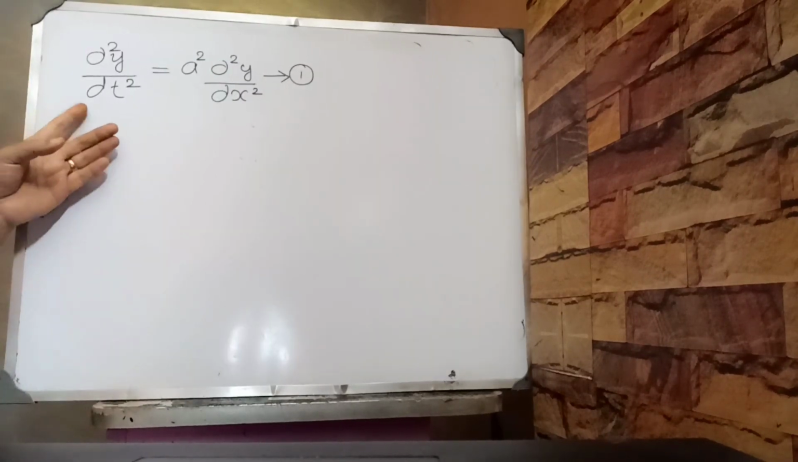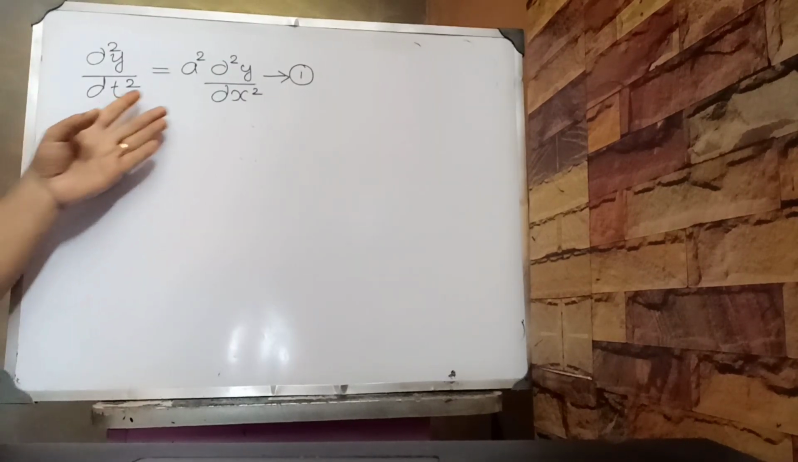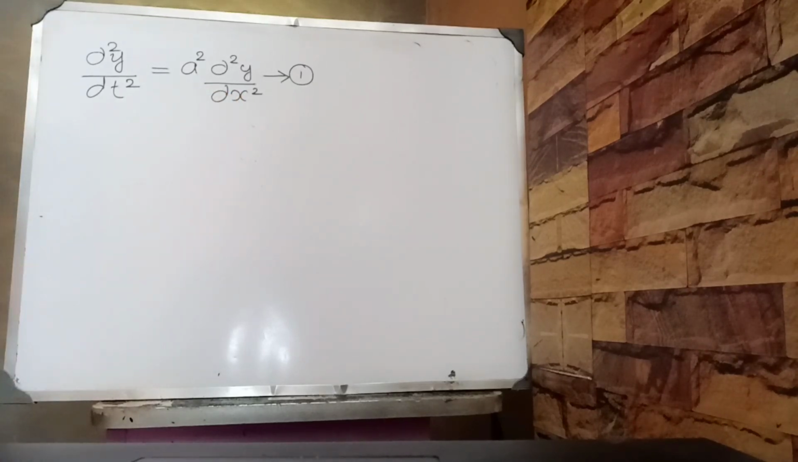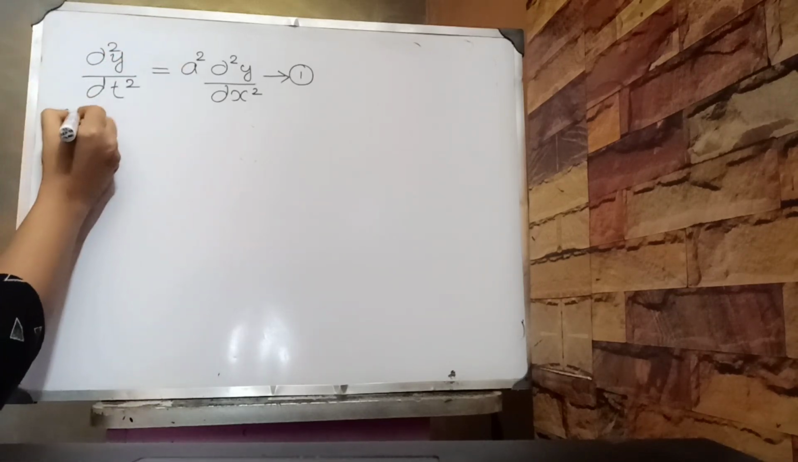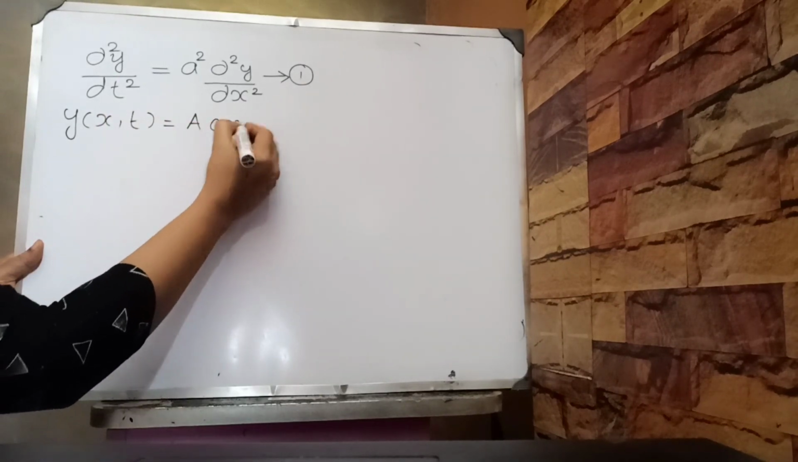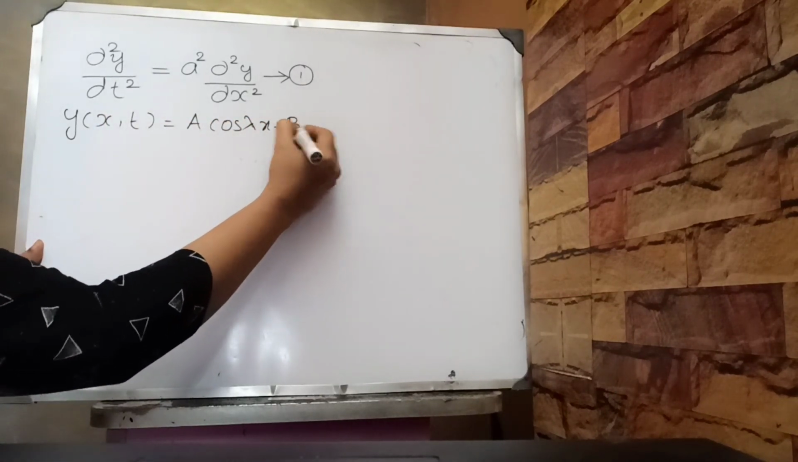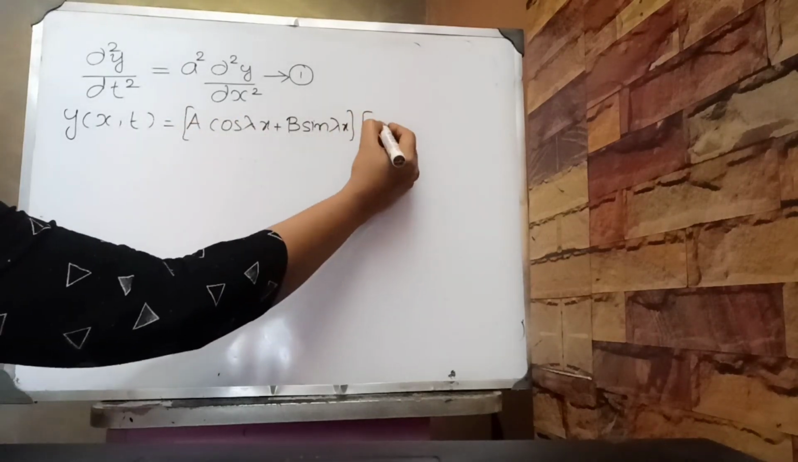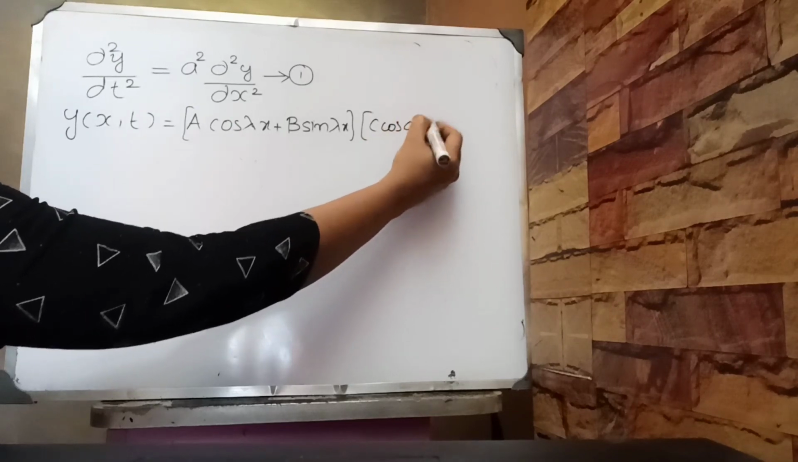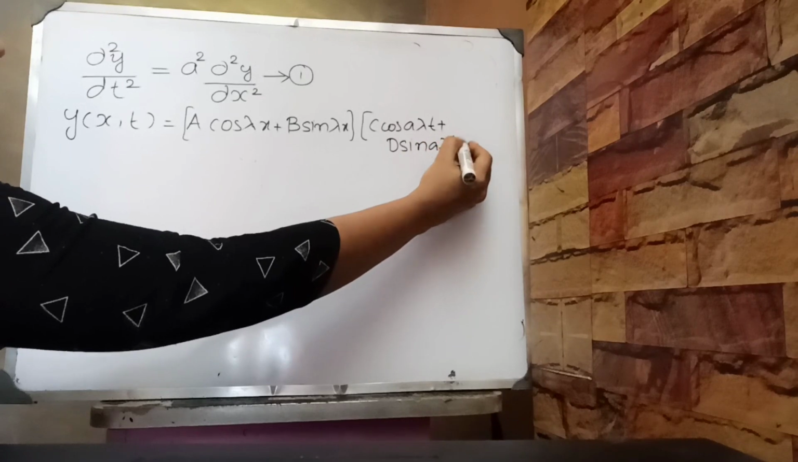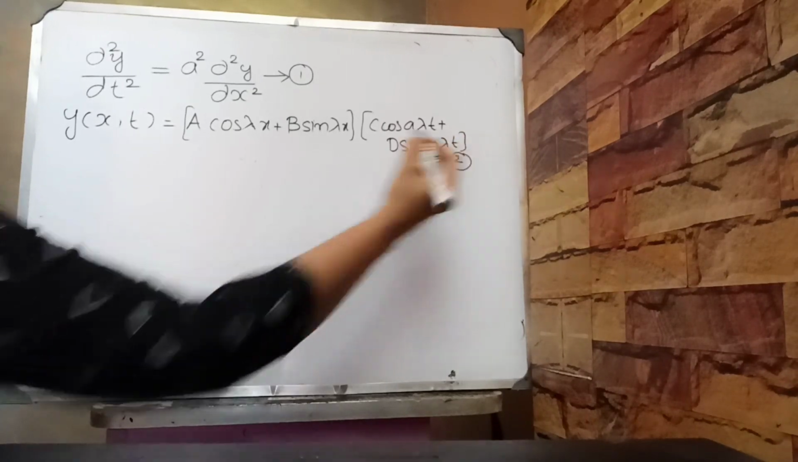The wave equation is given by ∂²y/∂t² equal to a² ∂²y/∂x². And we know that the solution of equation 1 is y(x,t) equal to (A cos λx plus B sin λx) into (C cos aλt plus D sin aλt). Let it be our equation number 2.